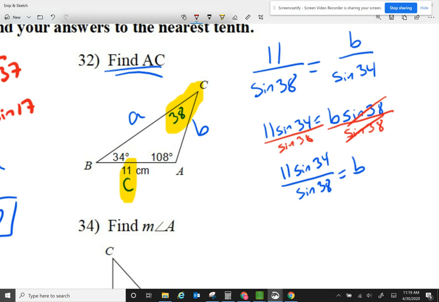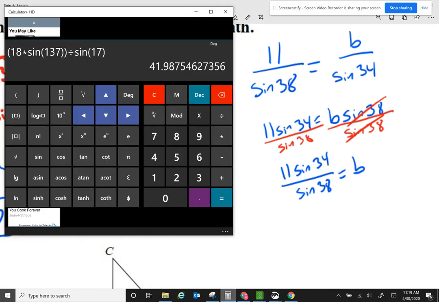All right, so I'm just going to grab my calculator. And I'm just going to go open parentheses. Have 11 times sine of 34, close parentheses. All of this is divided by sine of 38. Remember your calculator, sometimes you might have to press sine and then 38. Sometimes you might have to press 38 and then sine. Depends on your calculator. Also on your screen, make sure you have it on degrees. You see on my top right, it says DEG for degrees. Make sure you have it on degrees.